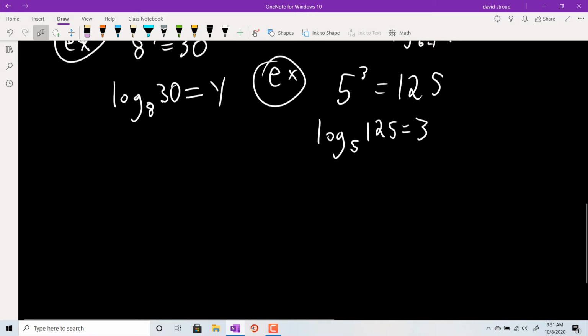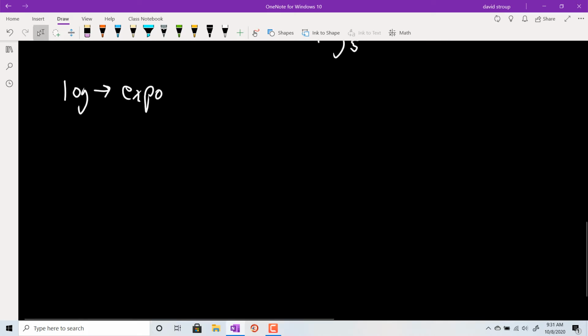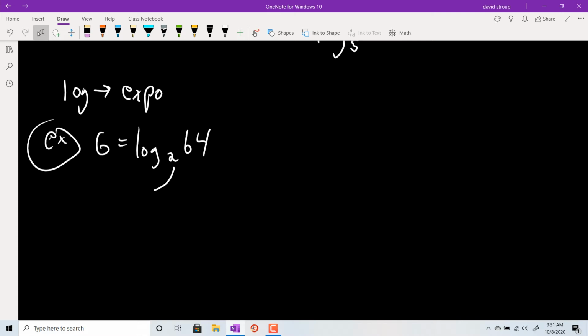Okay, we need to be able to go in the other direction as well, so going from logarithms to exponentials. So let's look at some examples of that. Here we go. 6 equals log base 2 of 64. So it's going to go 2 to the 6 equals 64. And you could check that literally by multiplying out 2 by itself 6 times. 2 times 2 is 4, times 2 is 8, times 2 is 16, times 2 is 32, times 2 is 64. So it works.